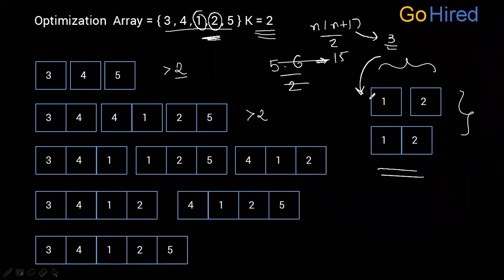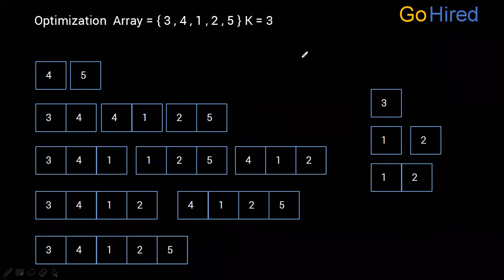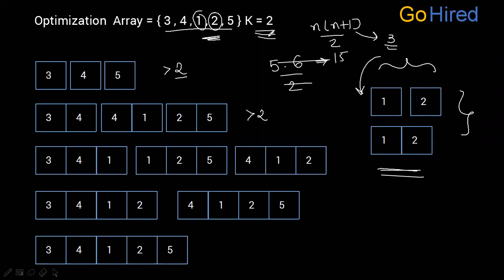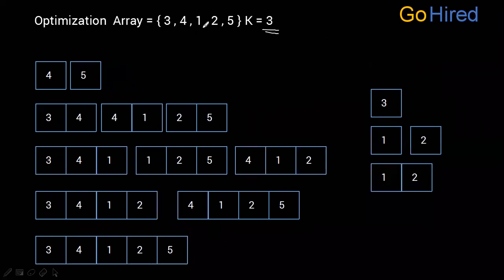So if we just reduce all the elements which are less than 2, will it work? Let's see for a different example. Let's say we have k equals 3. The approach which we said is working for k equals 2 in this example, we'll see if with k equals 3, does it work or not?